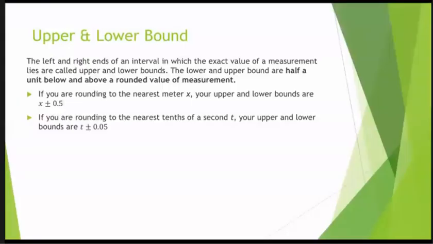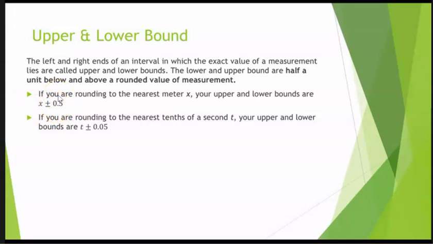So upper and lower bounds refer to the interval in which an exact value lies. Usually the way we calculate that is upper and lower bounds are half a unit below and half a unit above a rounded value of a measurement. Since it's going to be the same amount, half of the unit below and half of the unit above, we use the representation plus or minus. This means my exact value plus this value above, and then minus this value below.